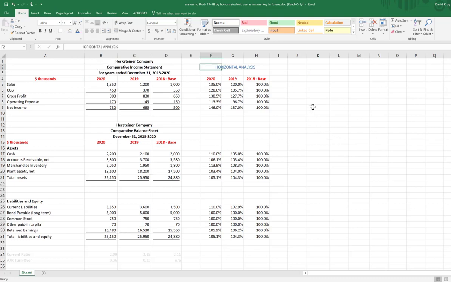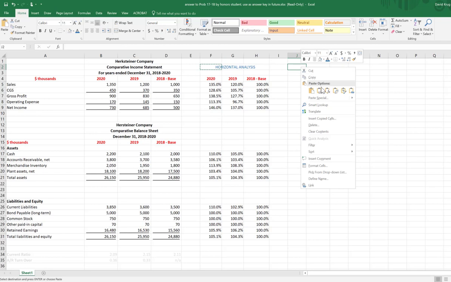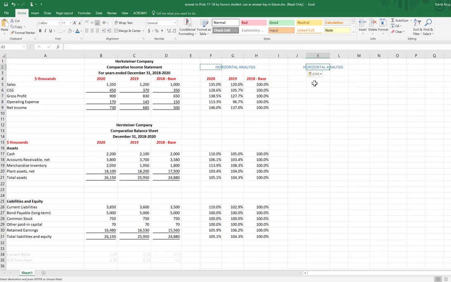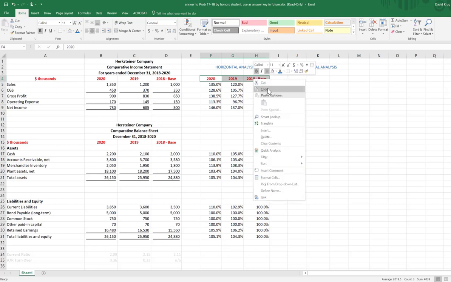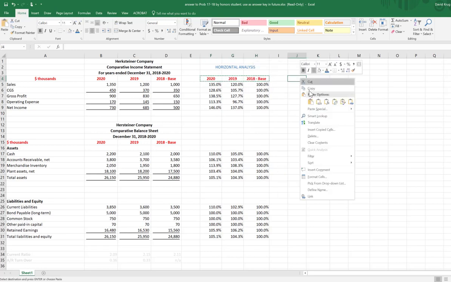Now, if I wanted to do vertical analysis, what I could do is take this over here and change that to vertical analysis. Now, vertical analysis divides everything on the income statement by sales. Let's do that first. I'm going to copy this. Once again, I want to stay on the same lines.